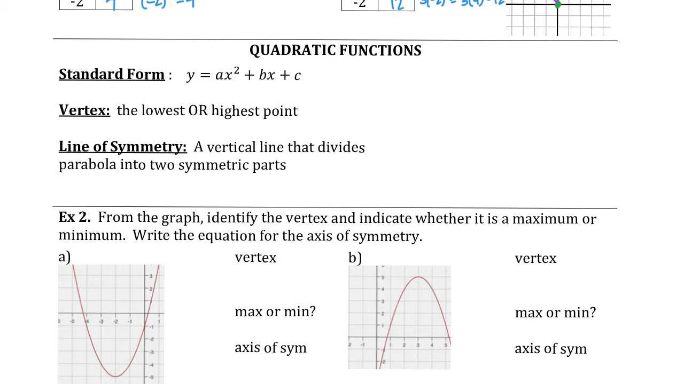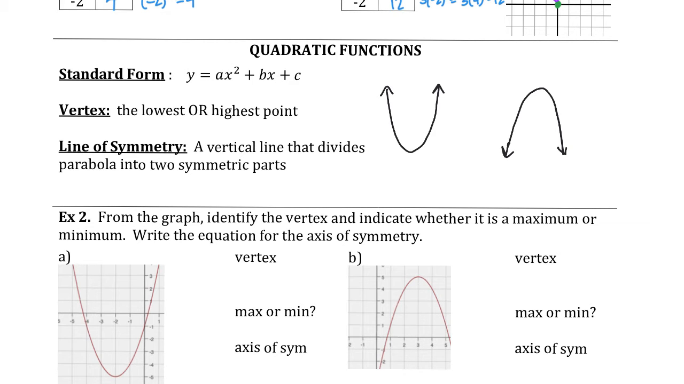Okay, the first thing is this is what we consider standard form. It goes from highest degree to lowest degree, and it equals y. The first word is vertex. It's the lowest or the highest point on a parabola. So I'm going to sketch a parabola over here. Okay, the ones we sketched over there opened in the upwards direction and look like this, but they could also open in a downwards direction and look like this.